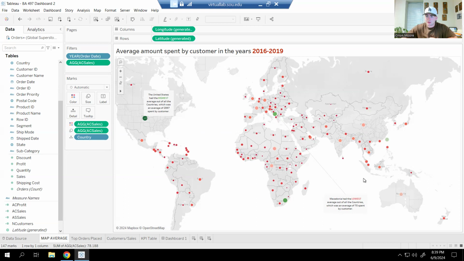One thing I really like about this slide right here, I believe I call it the worksheet, is that each country you hover over, it identifies the country and the average spent by each customer in the years 2016 to 2019. Now, just like the title right here, this is an average of all the years. It's all the years put together. And these are my two marks. Now this is called the map average sheet.